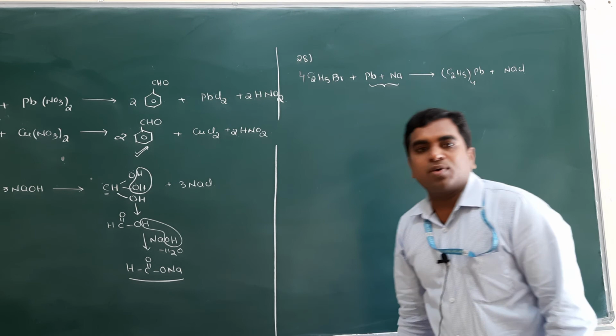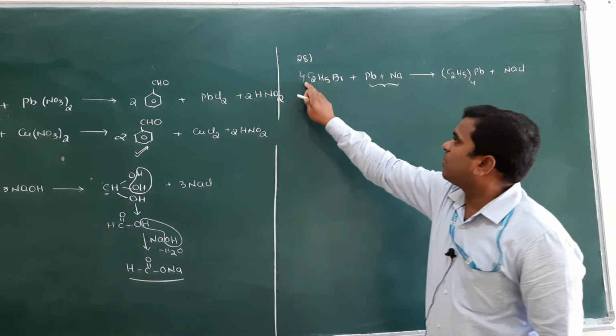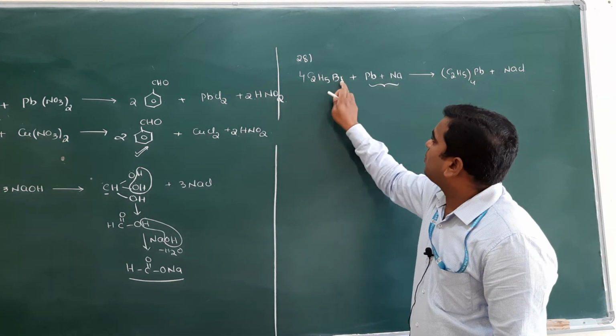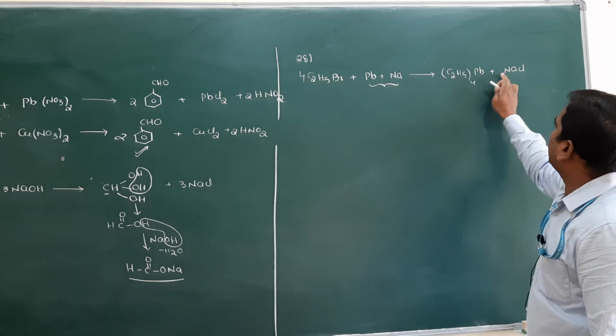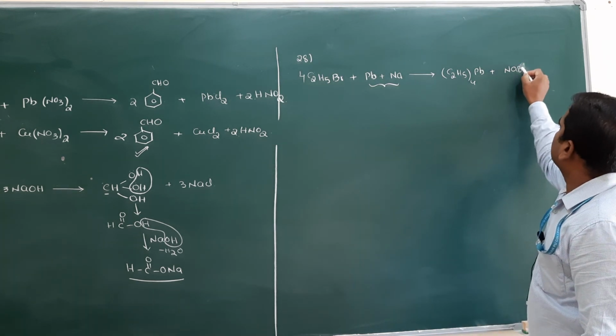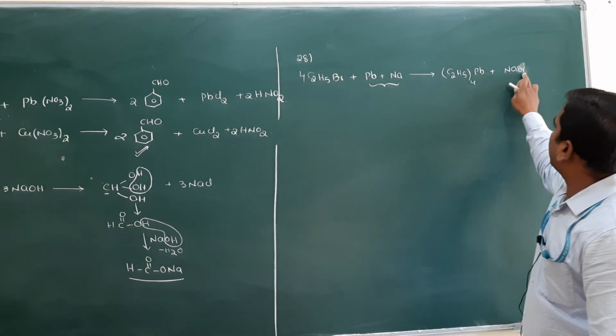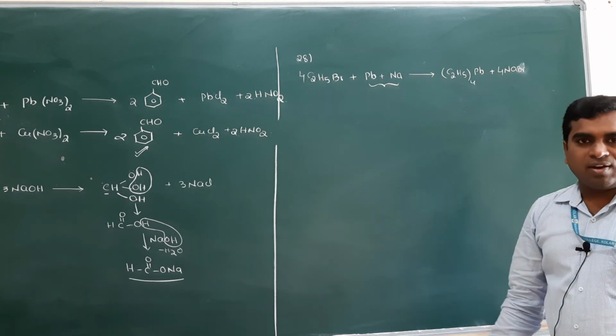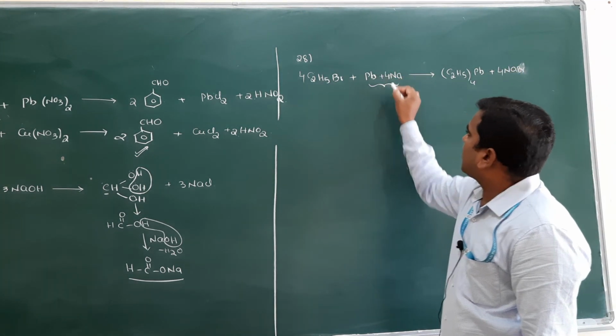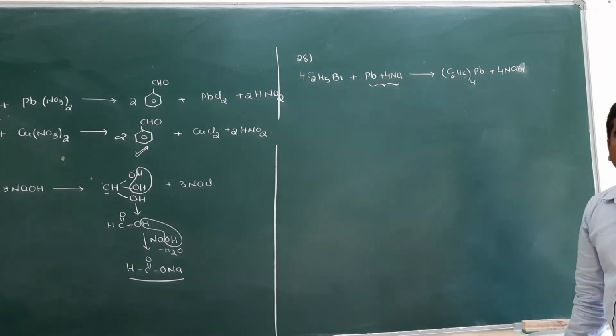Tetraethyl means how many ethyl groups should be there? Here 4 are there, so I have to multiply with 4. And how many bromine atoms are there? 4 bromine atoms are there, but here 1, so I have to multiply this one with 4. That's why I have to multiply the sodium by 4.